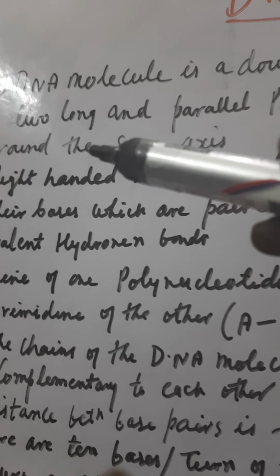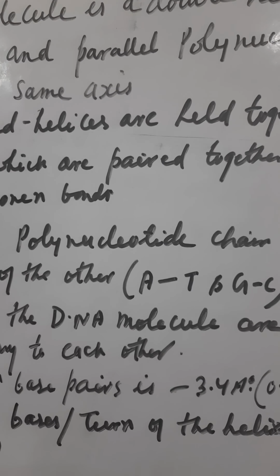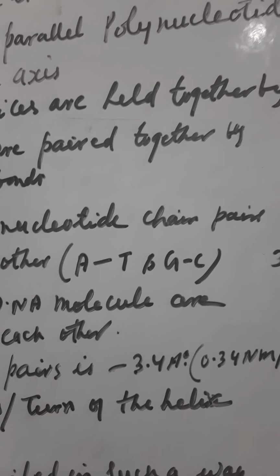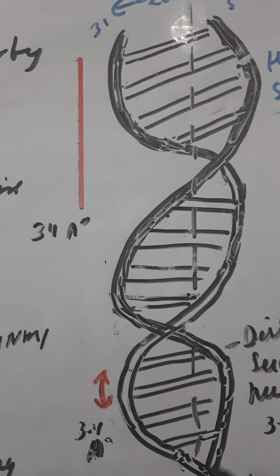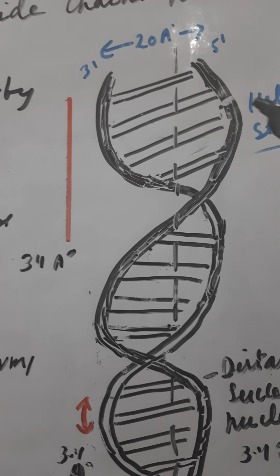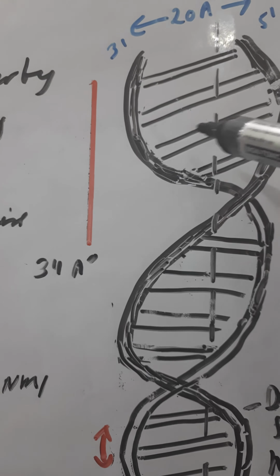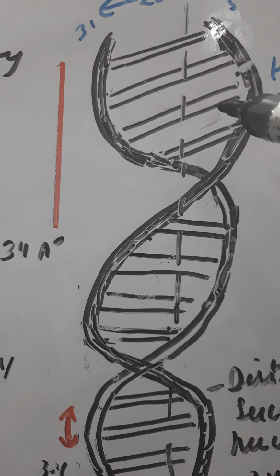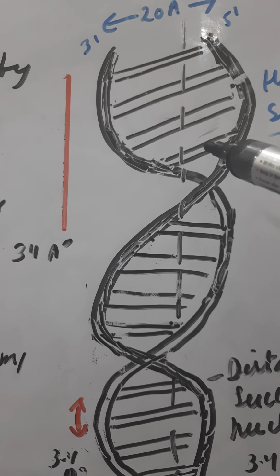According to this, these points can be summarized as that the DNA molecule is a double helical structure. There are two long and parallel polynucleotide chains helically coiled around the same axis. So these are the two long polynucleotide chains helically coiled around the same axis. Here there will be the nitrogenous bases, attached with the covalent hydrogen bonds, and the backbone is provided by the sugar and phosphate molecule.